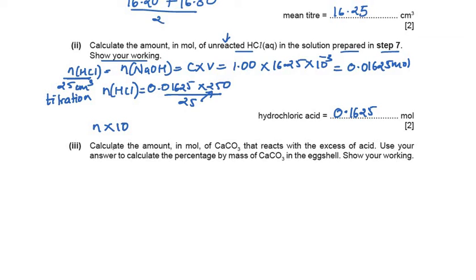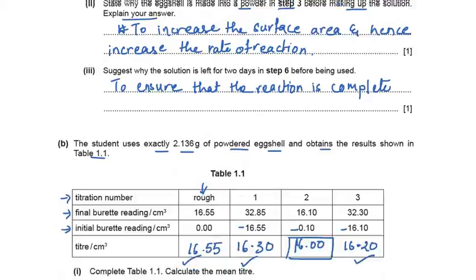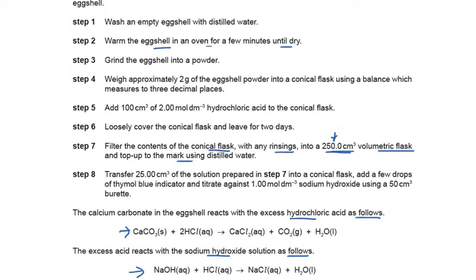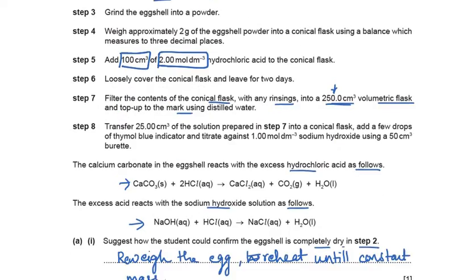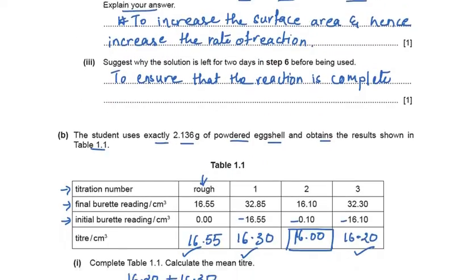Now next is: calculate the amount in moles of calcium carbonate that reacts with excess of acid. Use your answer to calculate the percentage by mass of calcium carbonate in eggshell and show your working. Now the other important part is we should know how much excess HCl was taken. So the excess HCl taken was 100 centimeter cube of 2 mole per dm cube HCl.